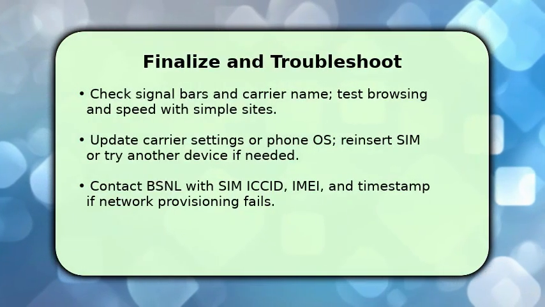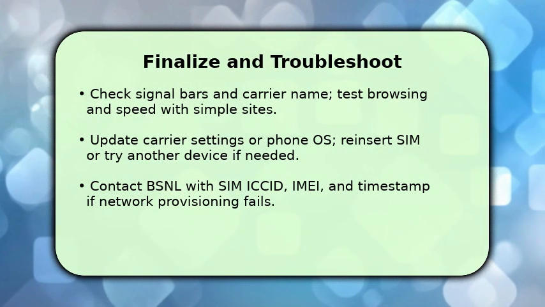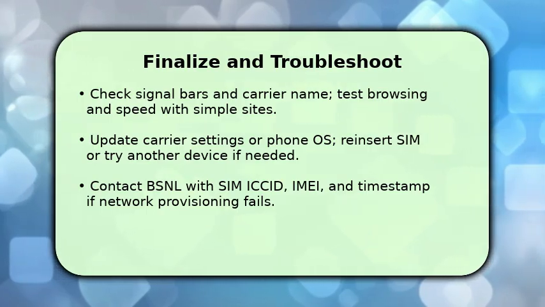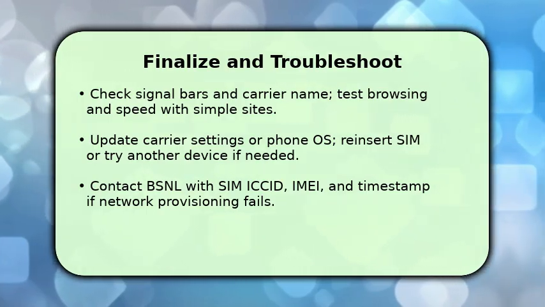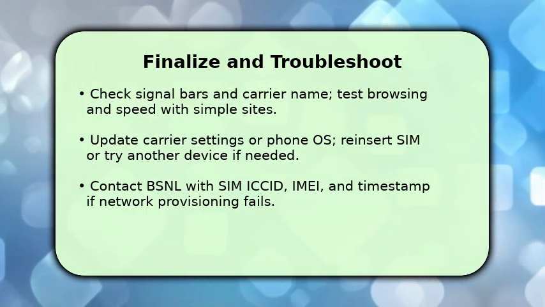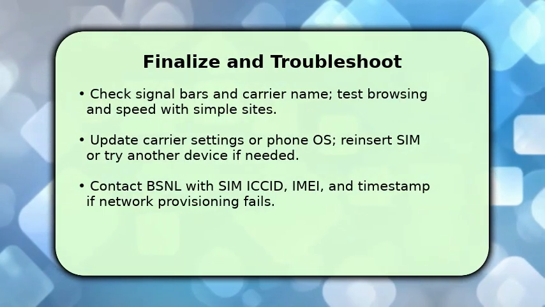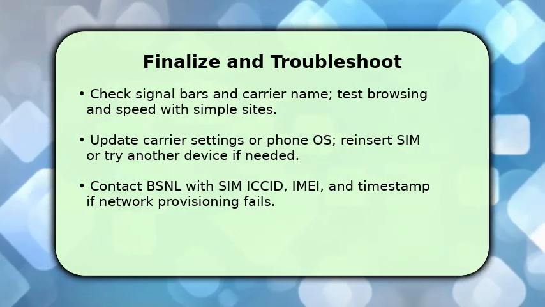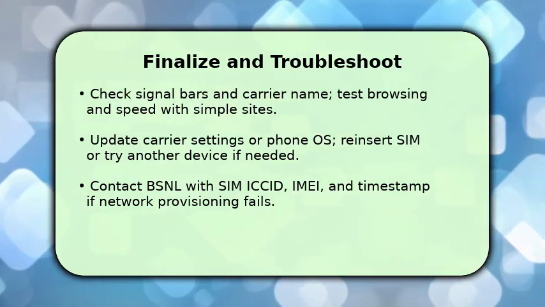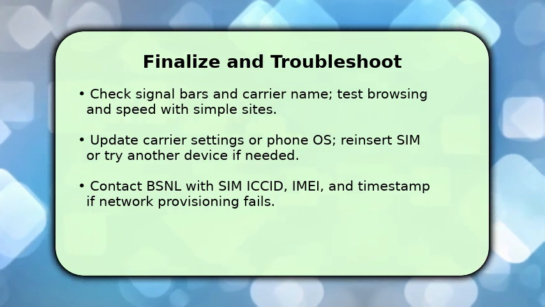If performance is poor, update carrier settings or your phone OS because compatibility fixes often arrive via updates. If problems persist, reinsert the SIM or test it in a different phone to isolate device versus SIM issues. One key troubleshooting tip: if registration fails repeatedly, contact BSNL support.